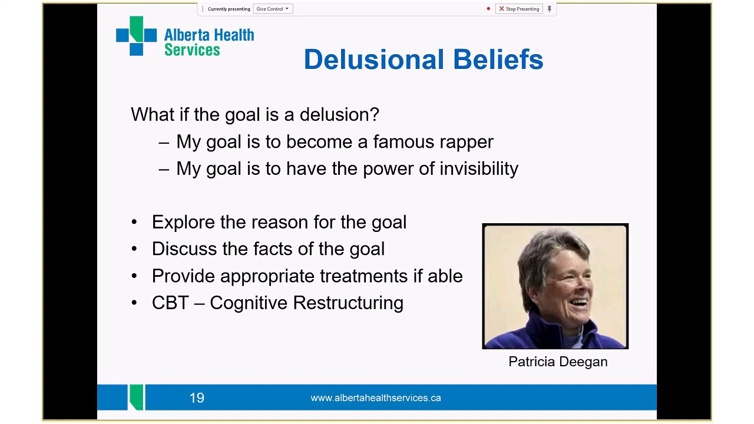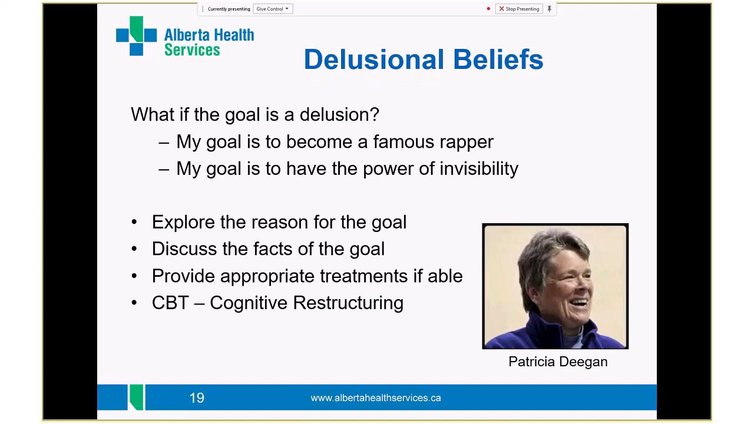We want to discuss the facts of the goal. Are there some statistics and facts? And we do need to be careful. We don't want to be lecturing our clients about statistics and facts, but are there statistics and facts that we can bring up in a gentle way? If invisibility doesn't exist, how do they plan to achieve it?